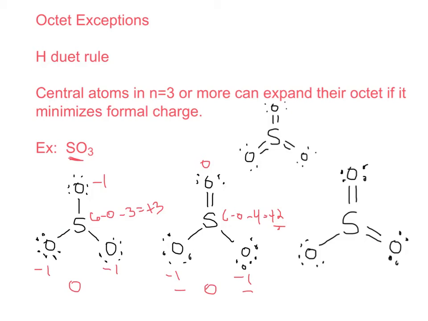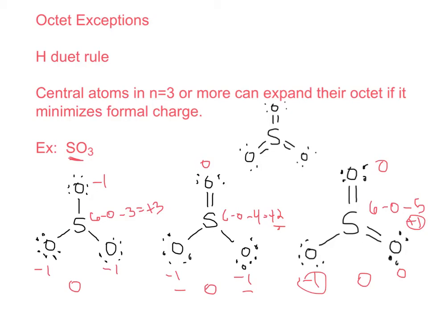Let's look at the third instance. Okay, we have a -1, 0, 0. Now sulfur is going to be 6 minus 0 minus 5, which adds up to +1. So +1, -1, 0. This is an even more likely configuration.